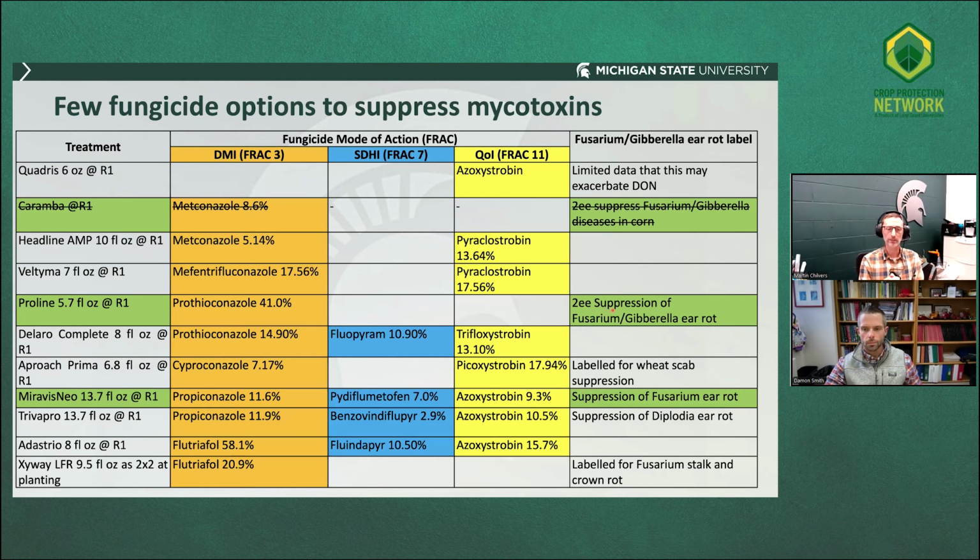So Proline has a suppression of Gibberella ear rot, and then Miravis Neo has a suppression of Fusarium ear rot as well. Yep. But otherwise, maybe they've got a label in wheat or something, but really nothing else in the corn market.